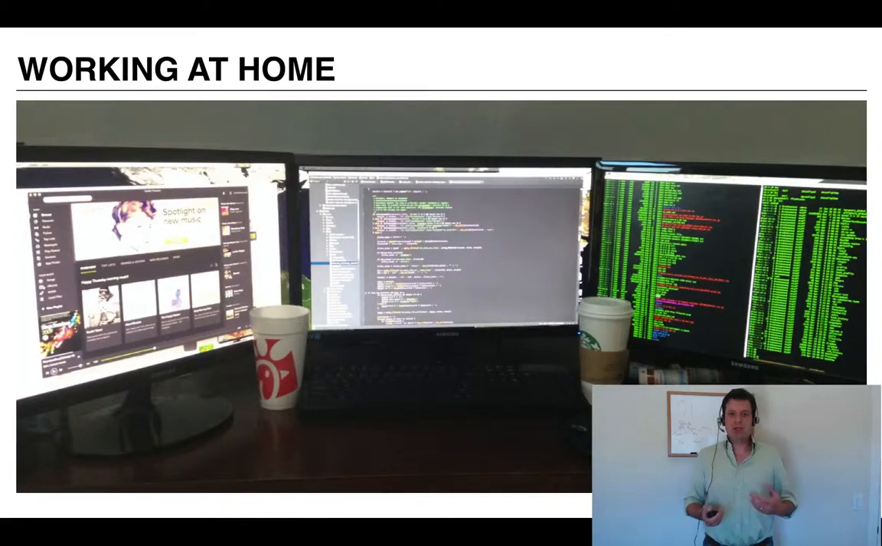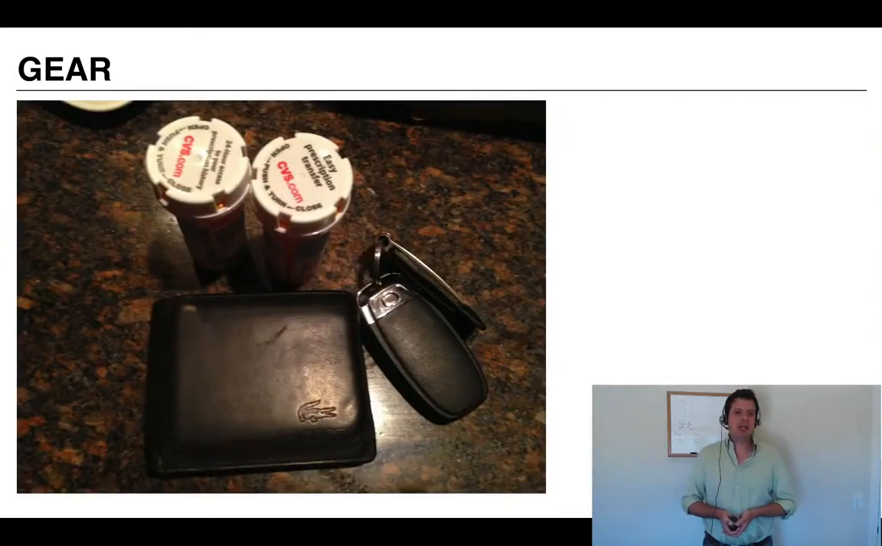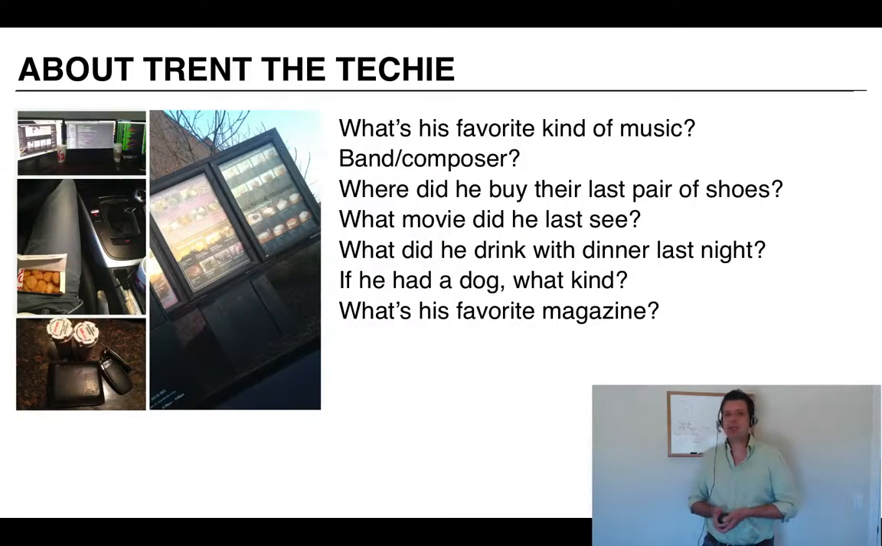And working at home, he's on the computer a lot, both listening to music as well as working on digital projects. During breaks, he likes to play the piano, which is something he learned as a kid. And he loves to watch movies on his computer, usually on Netflix. This is his gear that he carries around with him. And so same questions about Trent the Techie.